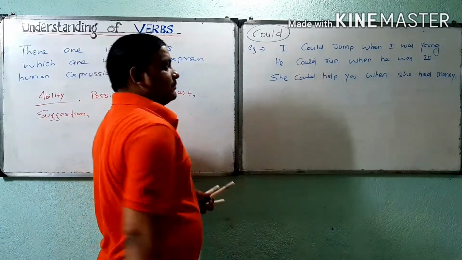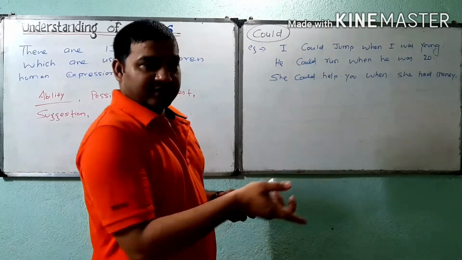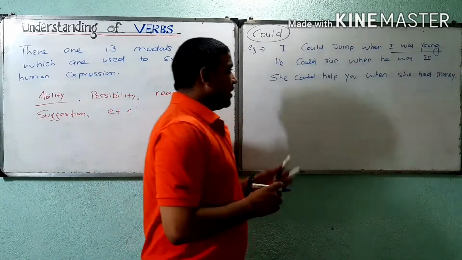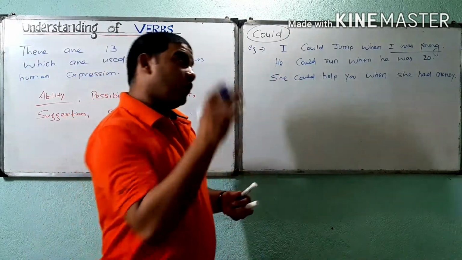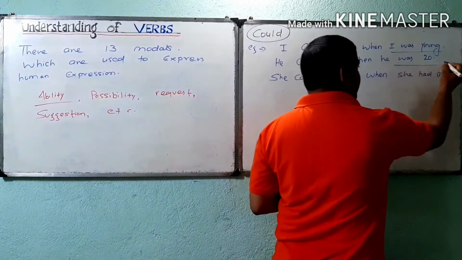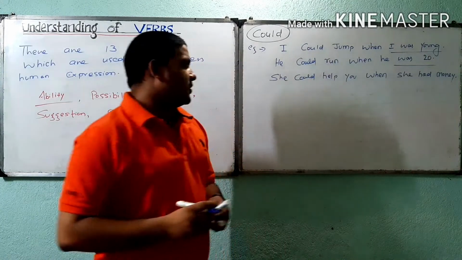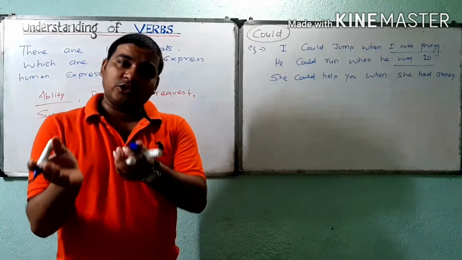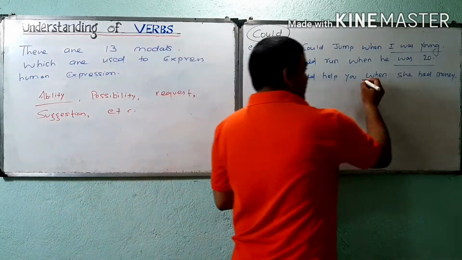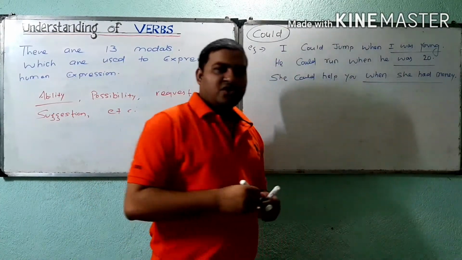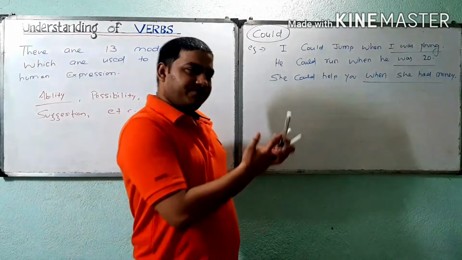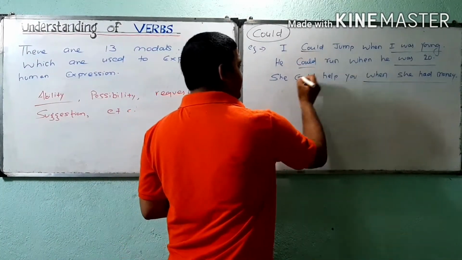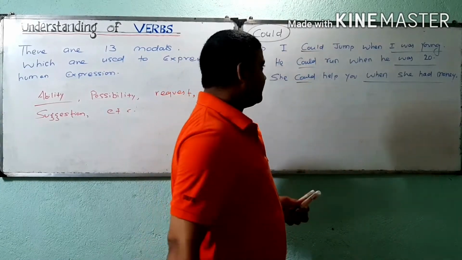I could jump when I was young. मैं कूद सकता था जब मैं young था. He could run. वो दौड़ सकता था जब वो 20 का था. And she could help you when she had money. उसके पास जब पैसा था तो वो मदद कर सकती थी. 3 examples I have written here. These all 3 examples belong to past. And as you can see, I have used could here to express past expression.